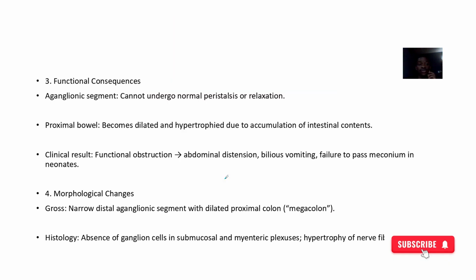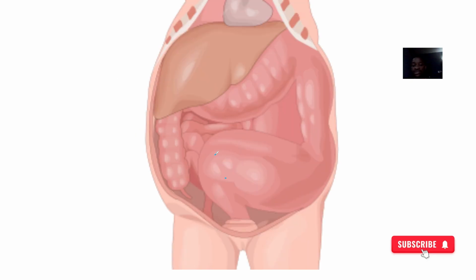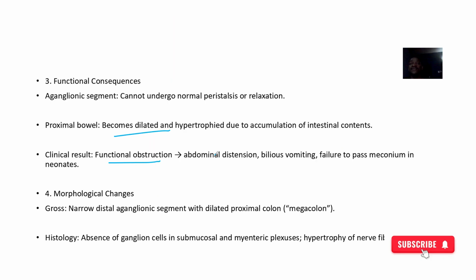Okay, so functional consequences: the aganglionic segment will not be moving normally, it cannot undergo peristalsis or relaxation. The proximal bowel becomes dilated and hypertrophied due to accumulation of intestinal contents. So because there's obstruction and abdominal distension, the baby or the child will be vomiting, okay, and the vomit is greenish, that's bilious vomiting.